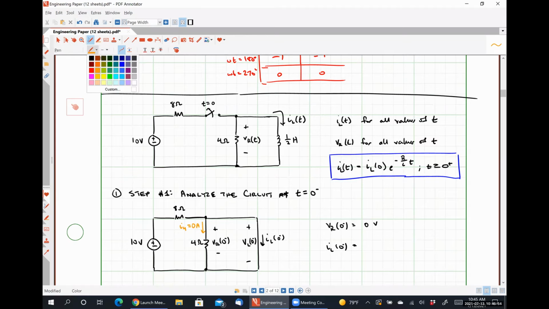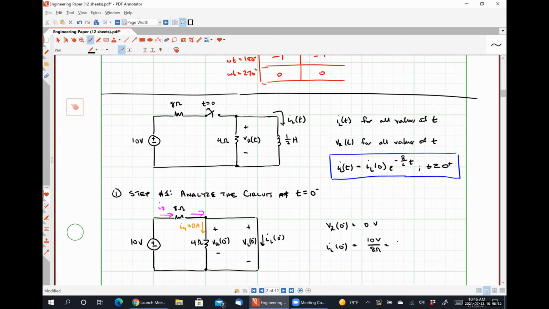Would you just find the current flowing through that 8 ohm resistor, and then that would be the current IL? Exactly right. So this current flowing through the 8 ohm resistor has to be the same as the current flowing through the inductor, because we know that none of it can branch off and flow down through the 4 ohm resistor. So how do I determine the current flowing through the 8 ohm resistor? Just 10 divided by 8, and that gives you the current. That's exactly right. 10 volts over 8 ohms.